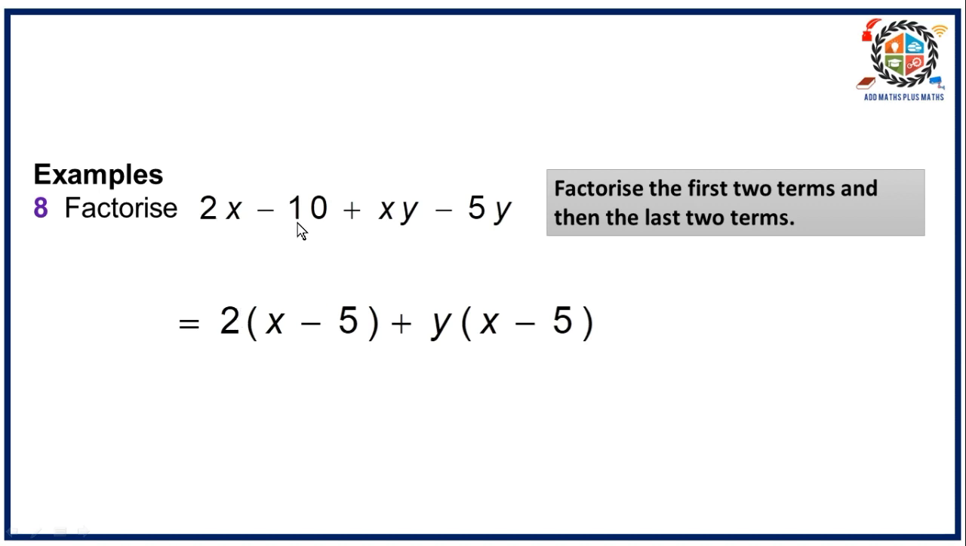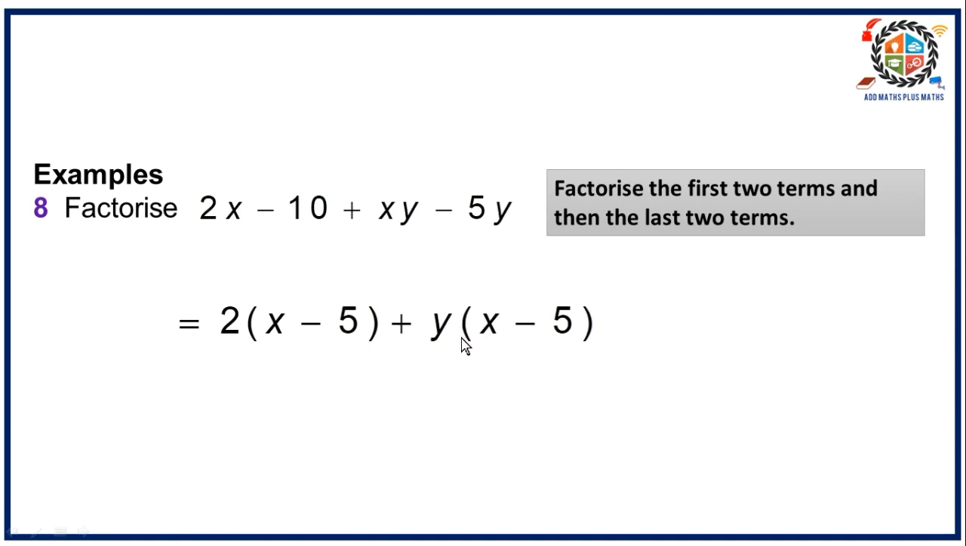So 2x minus 10, what is the common monomial factor of 2x and negative 10? It is 2. I'll bring that out. What will be left behind? 2x divided by 2 is x. Negative 10 divided by 2 is negative 5. That's why inside is x minus 5. Next I'll bring out y in these two terms. If I bring out y, y will be there, and then xy divided by y is x. Negative 5y divided by y is negative 5.